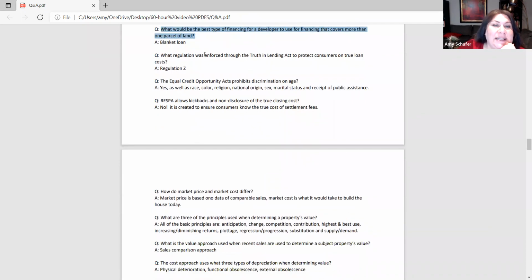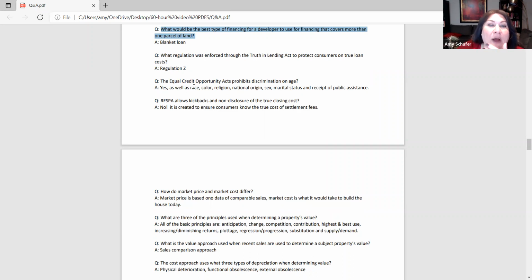And truth in lending enforces the fact that the consumer, buyers and sellers, but especially buyers, need to know the true cost of obtaining a mortgage and exactly what fees are involved, including an interest rate and any other closing costs. And this regulation is heavily influenced by Regulation Z.